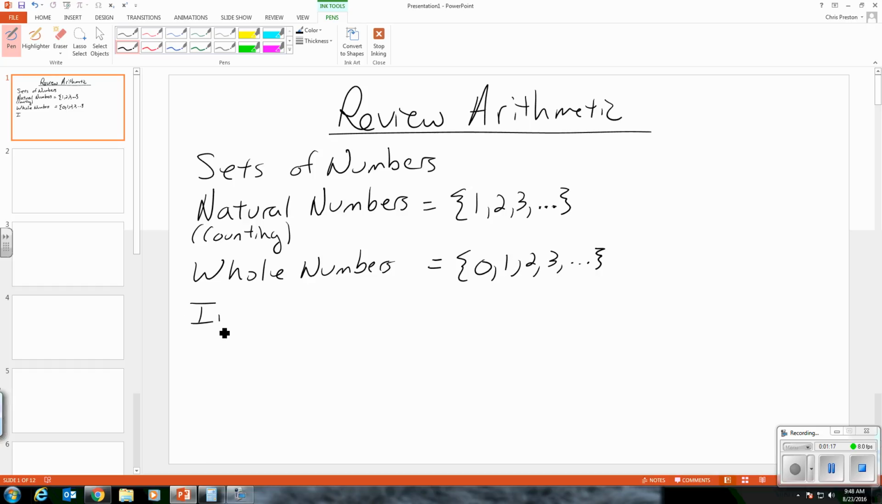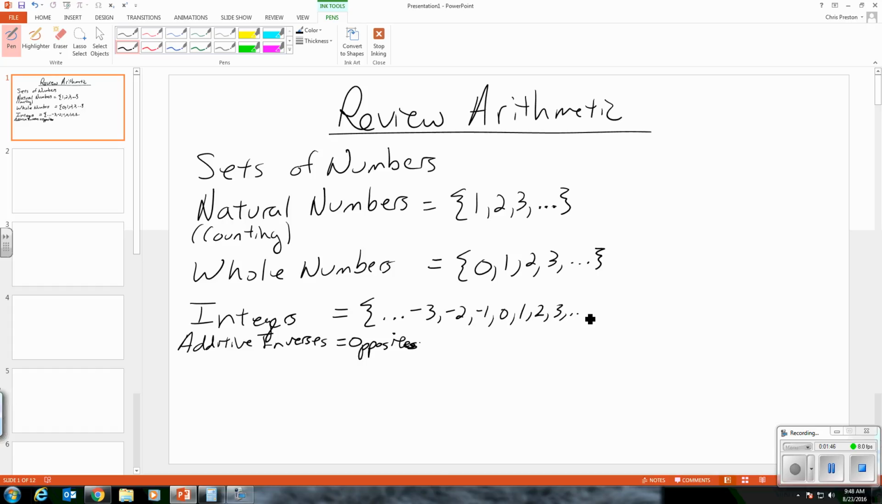And then we have what we call the integers. And those are the whole numbers and their additive inverses. Additive inverse, another way of saying that is just opposites. So you have -3, -2, -1, 0, 1, 2, 3, and so on. So you've got 10, you've got -10.